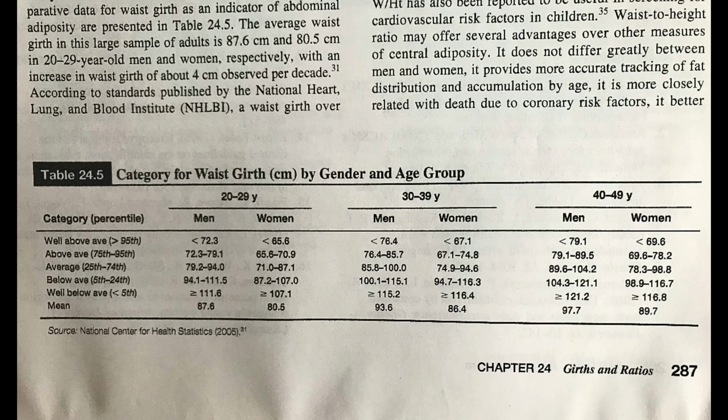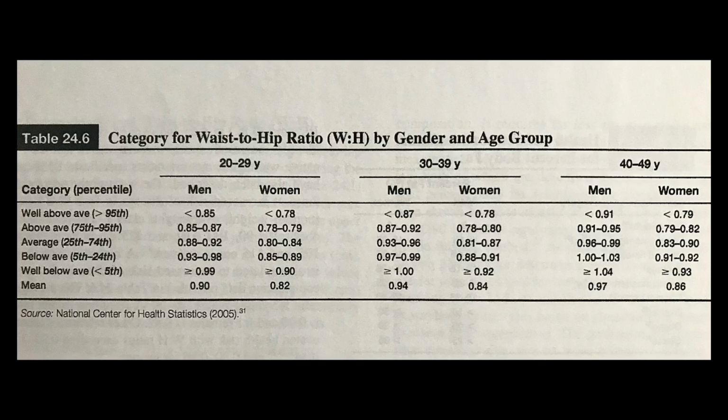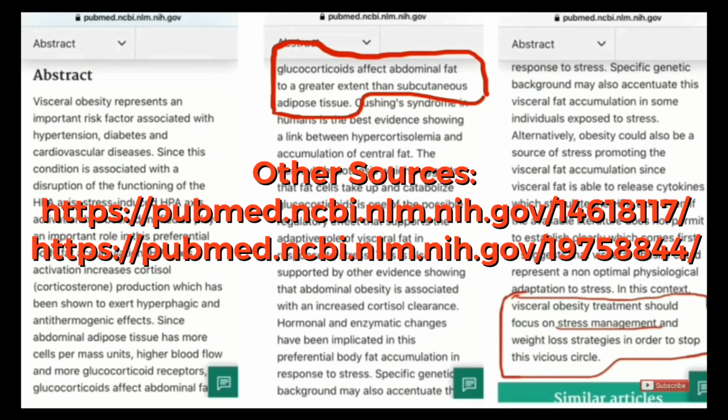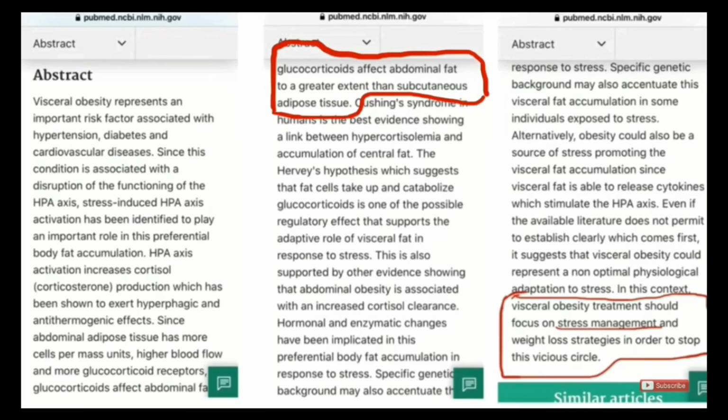So this chart right here shows where you should be at with your waist measurement, and this chart right here shows where you should be at with the waist to hip ratio. The reason why this assessment here works is because we know that visceral fat stores around the midsection, and we know that visceral fat is stored due to excessive amounts of stress.